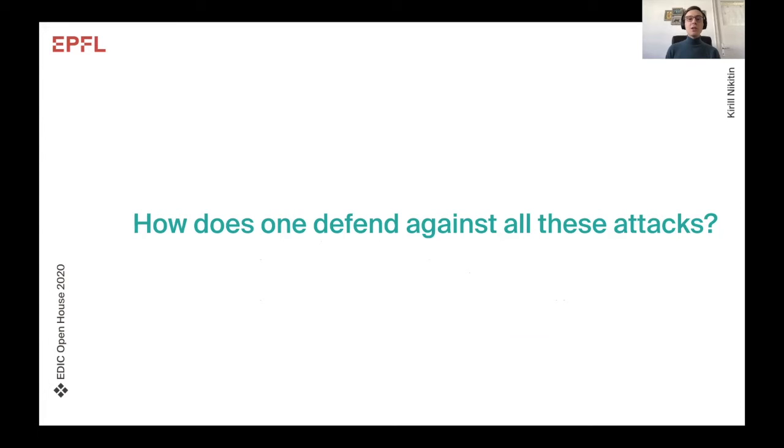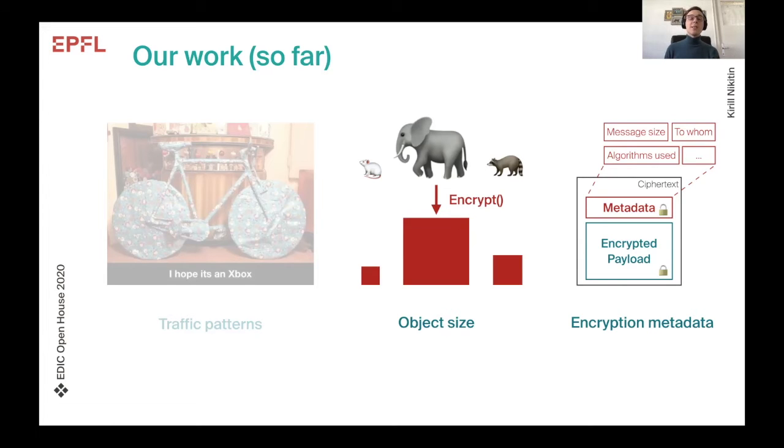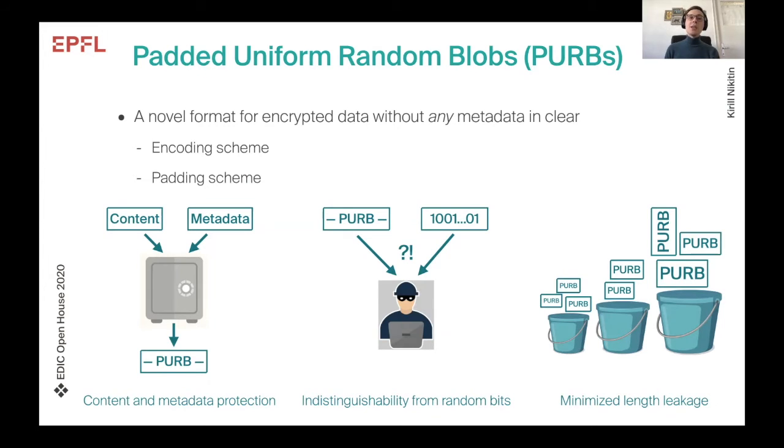So the question is, how do we protect ourselves against all these attacks? So far in EDIC, we focused on eliminating the last two sources of metadata leakage, that is object sizes and encryption metadata. And to do so, we designed a new format for ciphertext, or for encrypted data, which doesn't have any metadata in clear. And we call it padded uniform random blobs. The idea is that a padded blob would include both content and metadata, and would be indistinguishable from a random bit string to someone without the encryption key, as the leakage via its length would be minimized.